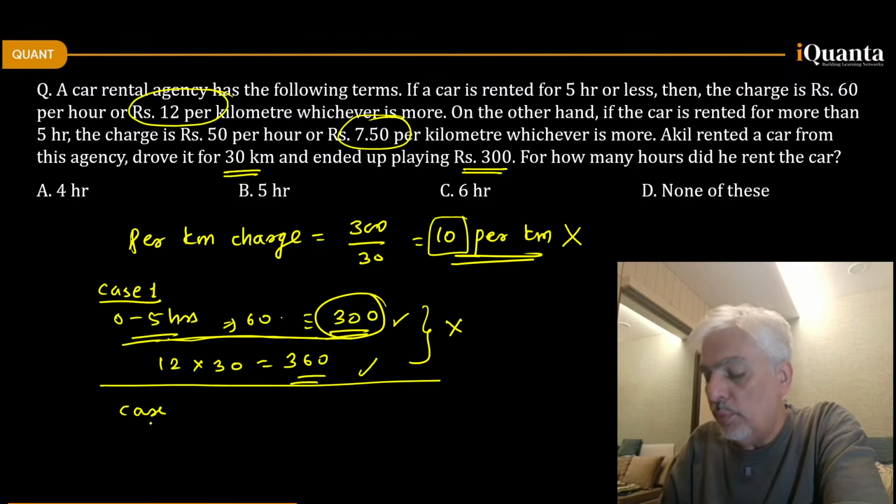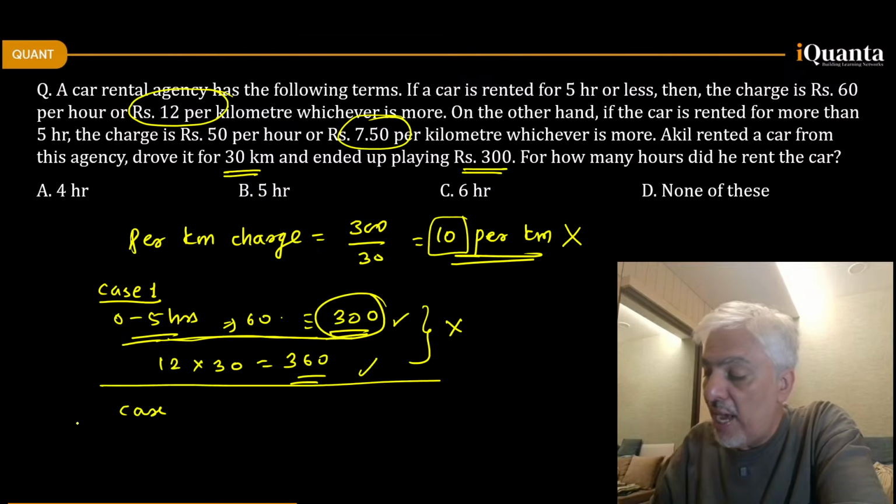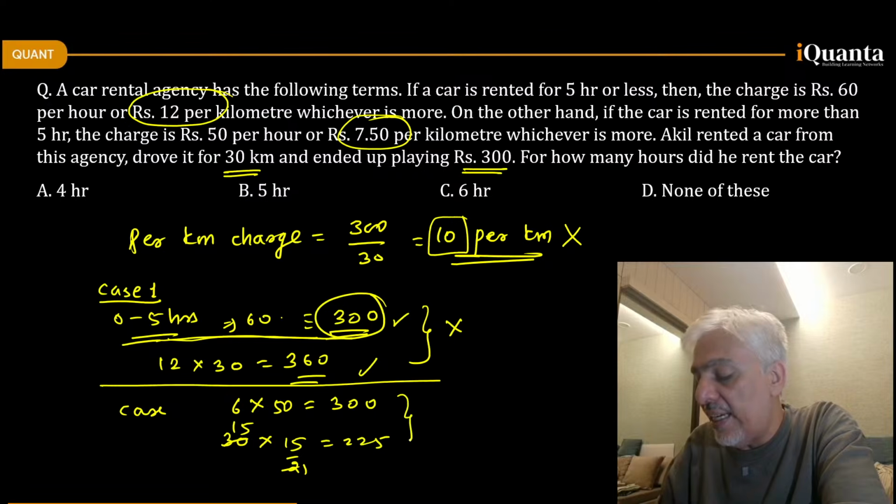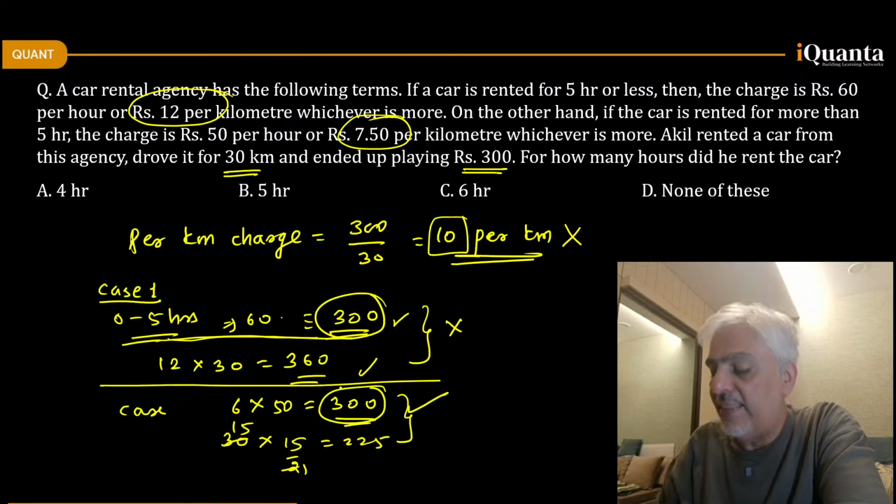Case 2 charges 50 per kilometer. So we can say 6 hours into 50, he can be charged 300. Or because he has driven 30 kilometers into 7.5, 7.5 is 15 upon 2. His charge would be 225. Which is the higher one? 300. So he has to pay this. That means this case is correct.